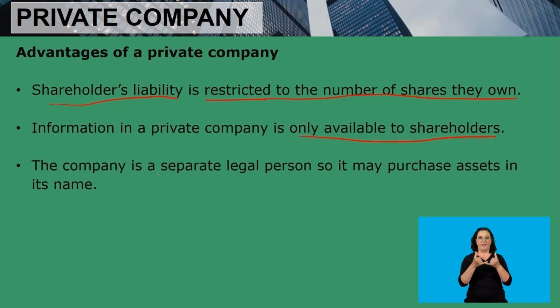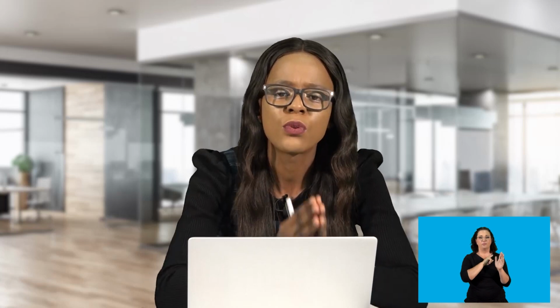The company is a separate legal person, so it may purchase assets in its name. Since the private company is registered on its own as a legal person, it can buy assets in its own name. The assets do not have to be bought in the name of an owner or of the shareholders; they can be bought in the name of the company, because the company is registered.